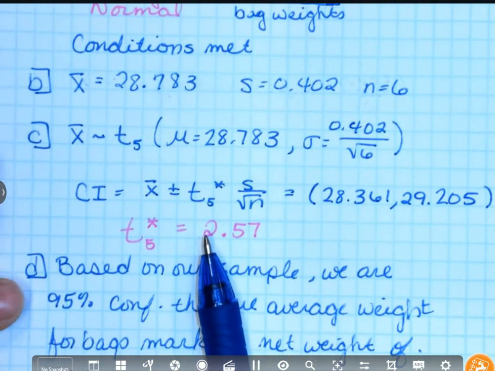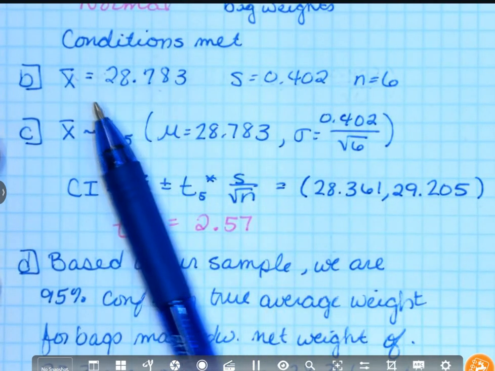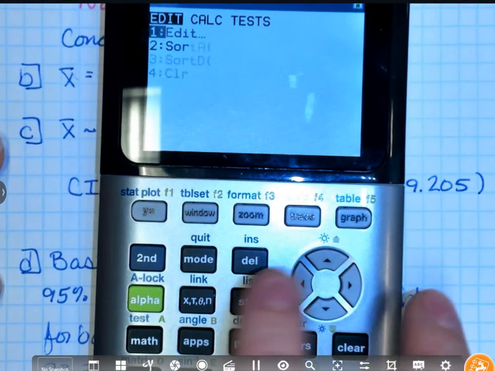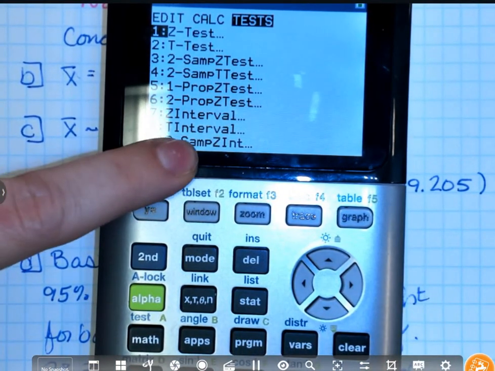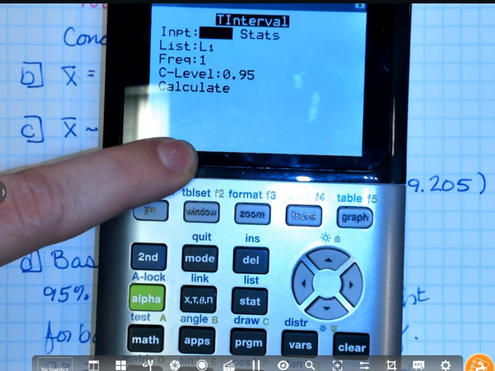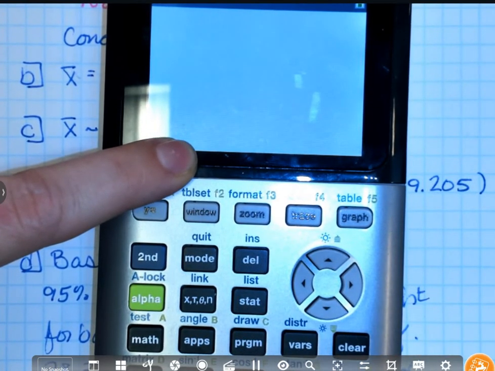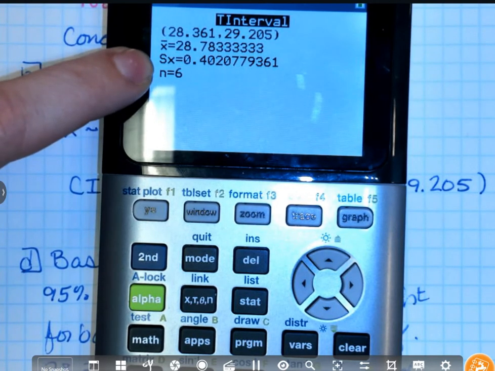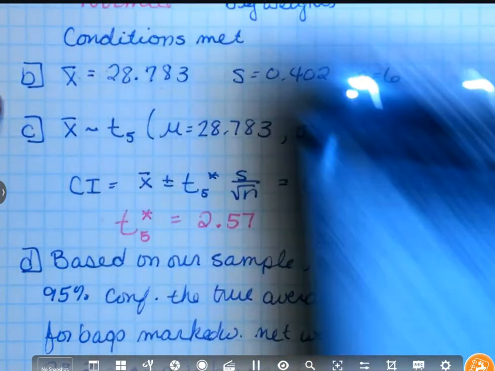Then part B said, find the mean and standard deviations of the weights. So this is just what my calculator popped out to me. And I honestly waited on writing that down until after I did the actual t interval, because that's when it gave it to me. I just kind of left it blank for that, and I came back and filled it in once I finished the whole thing. Okay.